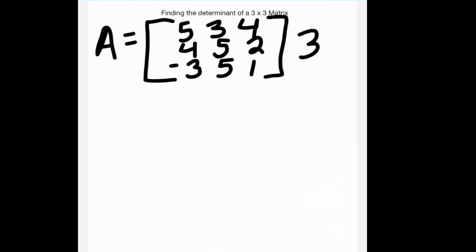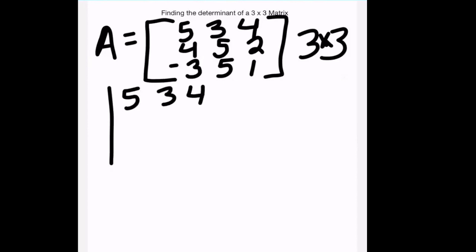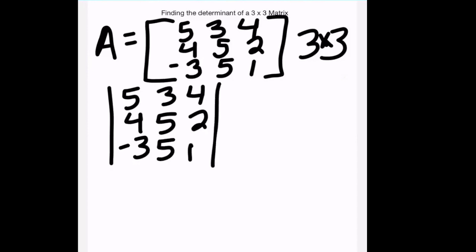Let's say we have matrix A, which equals 5, 3, 4, 4, 5, 2, -3, 5, and 1. So this is a 3x3 matrix. We know that the formula for a 2x2 matrix isn't going to work on this. So we need to find the determinant of this 3x3 matrix. Remember, you write the determinant like this: 5, 3, 4, 4, 5, 2, -3, 5, 1. These 2 lines show that you are finding the determinant.